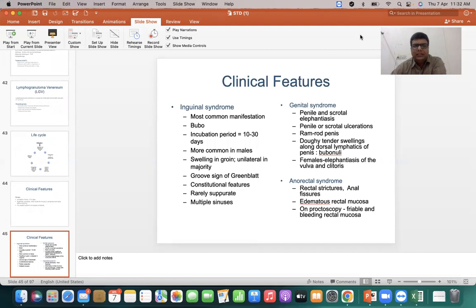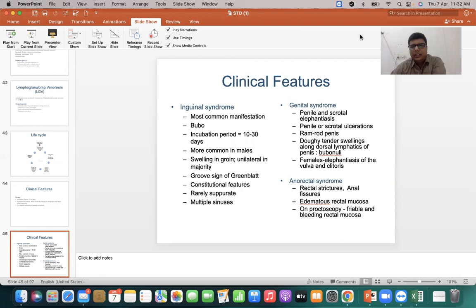Three types of syndromes occur: inguinal syndrome, genital syndrome, and anal syndrome. Inguinal syndrome is the most common manifestation. Here we can see a bubo, which has an incubation period of 10 to 30 days. It is more common in males. Swelling in the groin is generally unilateral. A groove sign is present, also called the sign of the groove. Constitutional features are also present. It rarely suppurates, and multiple sinuses are seen during suppuration.